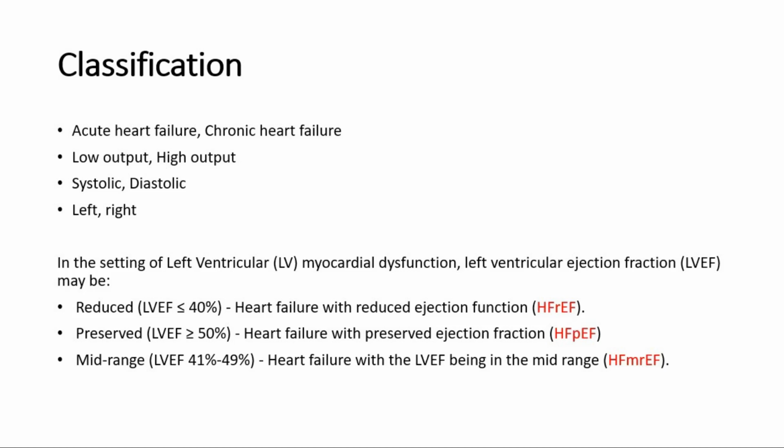Another classification is the left and right ventricular failure. So the symptoms for this will be different depending on the side where the heart is unable to pump enough blood, either left side or right side. So later I will talk more about the symptoms. In the setting of left ventricular myocardial dysfunction, the ejection fraction can also be classified into three groups, which are reduced, preserved, or mid-range ejection fraction. So for reduced ejection fraction, it will be 40% or less. Mid-range will be 41 to 49%, whereas preserved ejection fraction would be 50% and more.